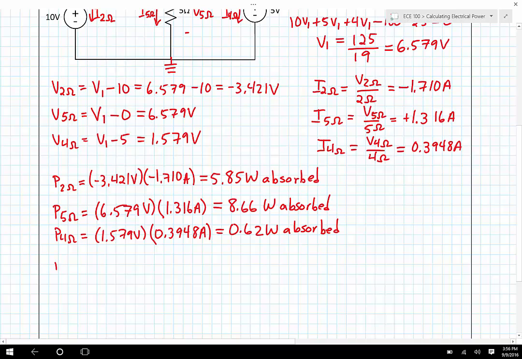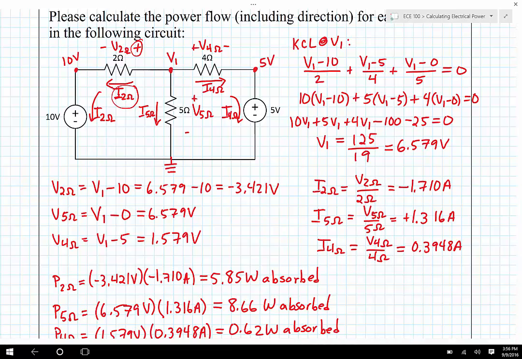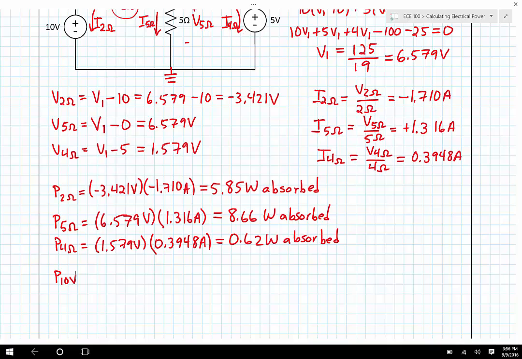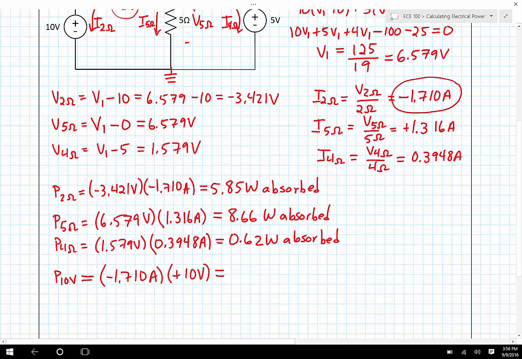Okay, now we can calculate the power associated with the 10 volt source. Well, let me scroll back up here and just verify I sub 2 ohms, the arrow is pointing into the positive terminal, so therefore all I have to do is just say whatever I sub 2 ohms is, I multiply it by 10 volts. So I sub 2 ohms, looking over here, that's negative 1.71 amps. So this is going to be negative 1.71 amps multiplied by positive 10 volts, which gives me minus 17.10 watts absorbed, which is the same thing as positive 17.10 watts supplied.